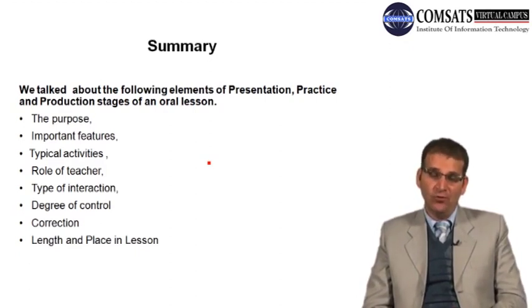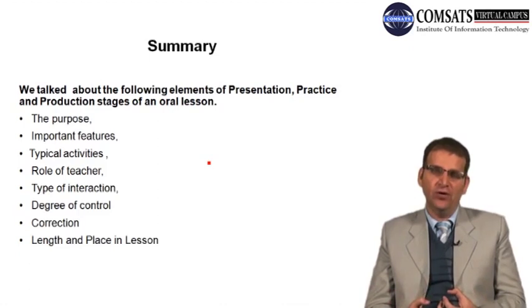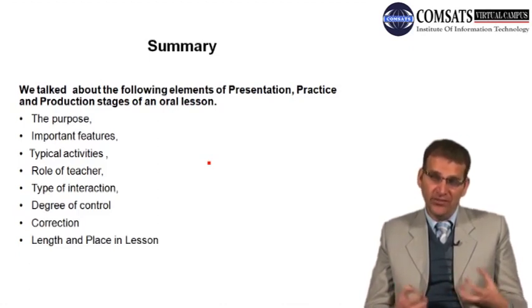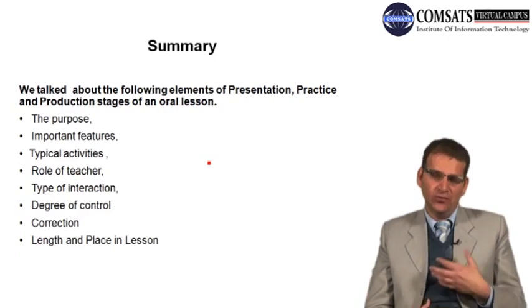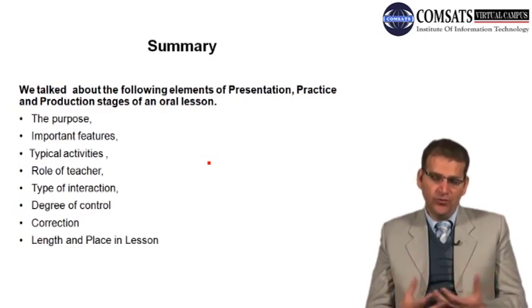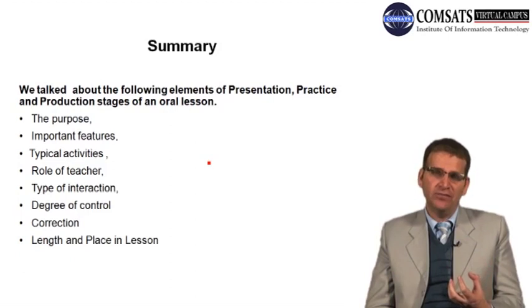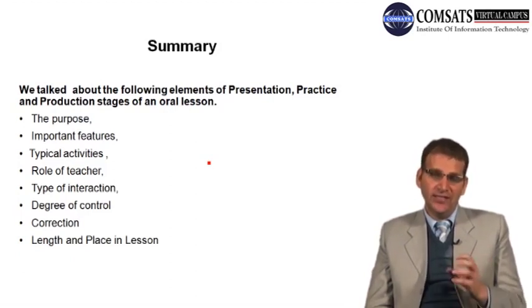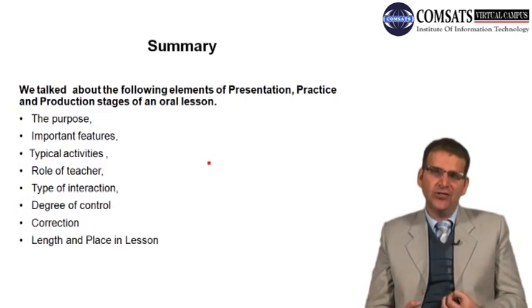Degree of control: in the presentation stage, it is controlled by the teacher. The teacher is the authority, in a teacher-centered class. In the practice stage, the degree of control shifts. The teacher is there, teacher control is there, but the students practice. And in the production stage, the students are now independent; they can practice and produce on their own. Correction: in the presentation stage, the teacher corrects the students so that they have a grasp of that language item. Students ask questions and the teacher corrects them. In the practice stage, there is also correction, because it's a controlled environment.